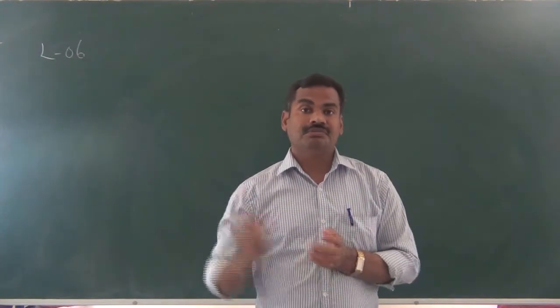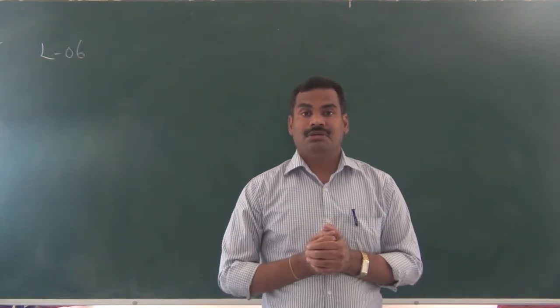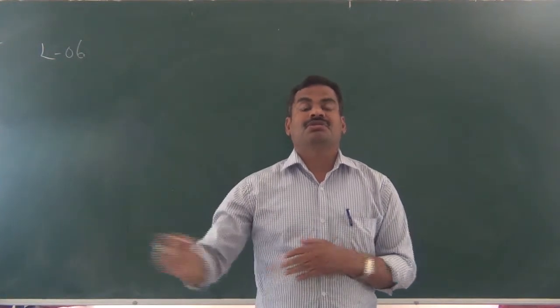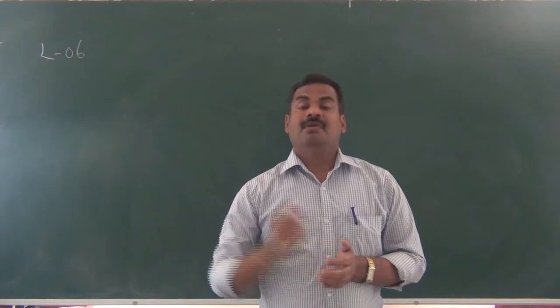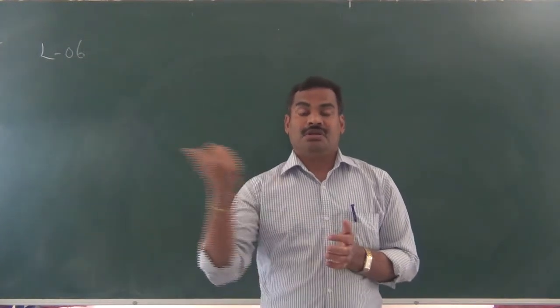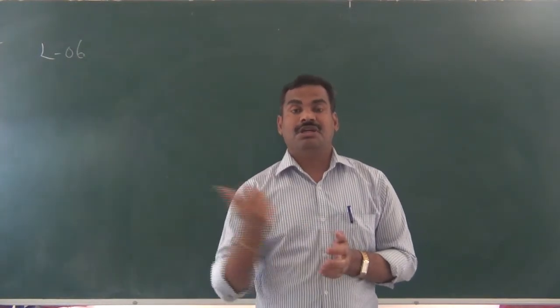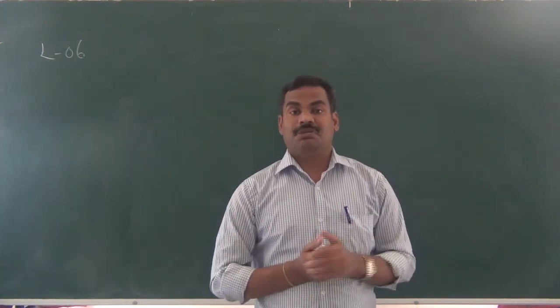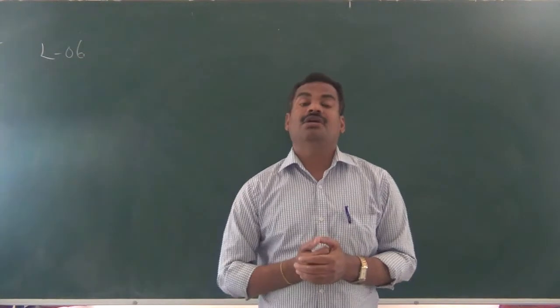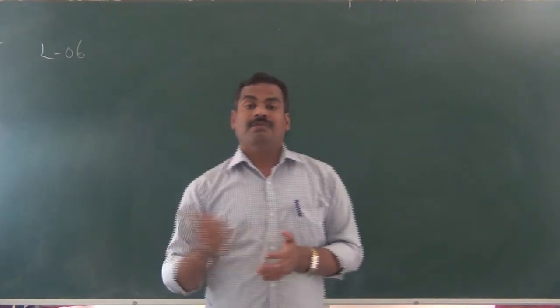Second, in N-type semiconductor the majority carriers are electrons, but in P-type semiconductor the majority carriers are holes. About minority carriers, in N-type the minority carriers are holes, but in P-type the minority carriers are electrons. And next one, the Fermi level.